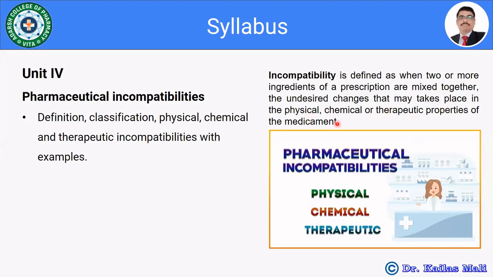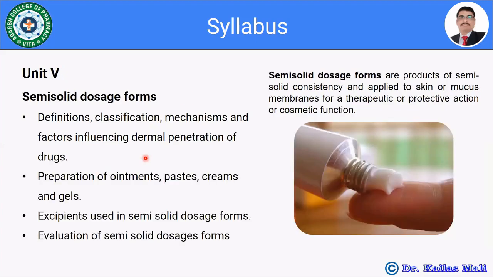So in this chapter we are going to discuss the definition of the pharmaceutical incompatibility, then the classification, then physical incompatibility, chemical incompatibility, and therapeutic incompatibility, along with the examples. Moving towards the next unit, that is the semi-solid dosage form.